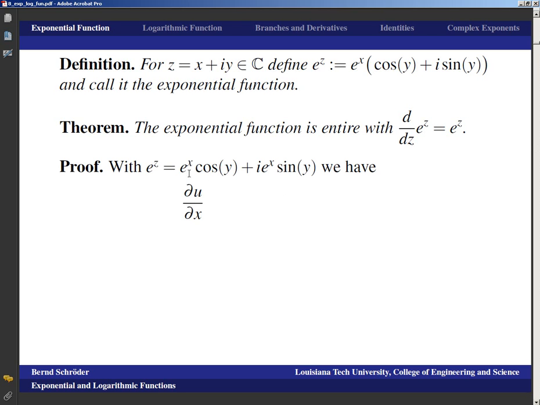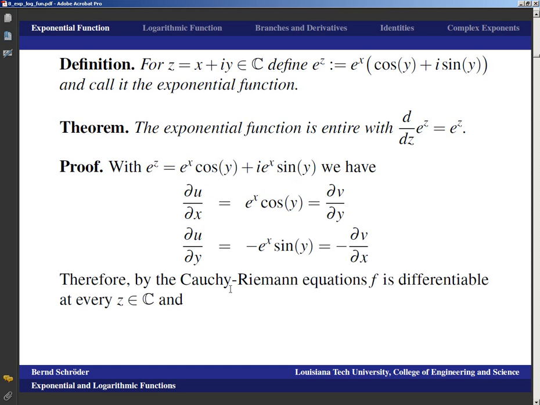Well, du dx, that would be the derivative of e to the x cosine y with respect to x. That's e to the x cosine y, and that is the derivative of v with respect to y, because the derivative of e to the x sine y with respect to y is e to the x cosine y. Similarly, du dy, derivative of e to the x cosine y with respect to y, is e to the x negative sine y, so negative e to the x sine y, and that is the negative of the derivative of v with respect to x, which is negative e to the x sine y.